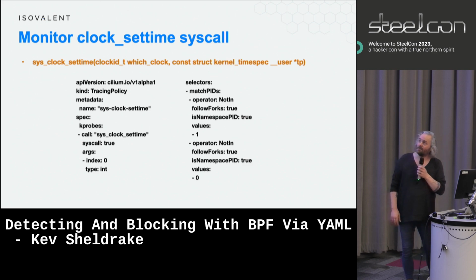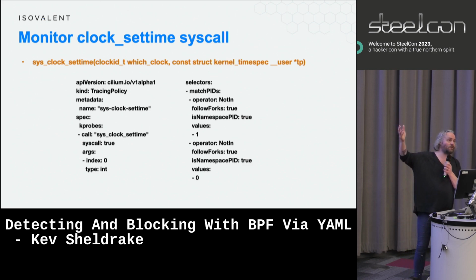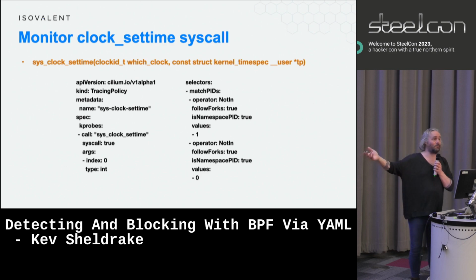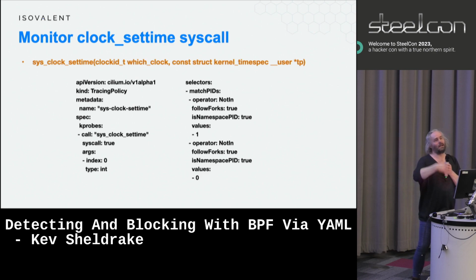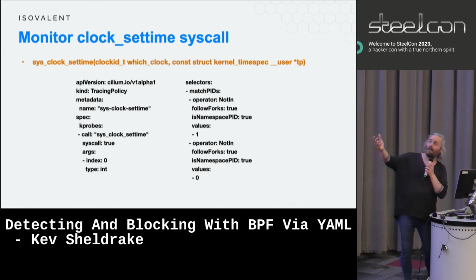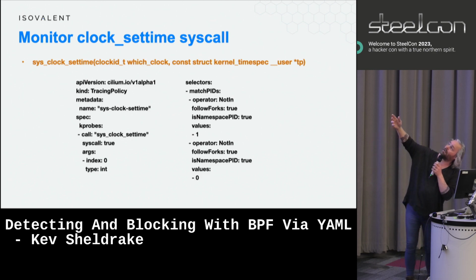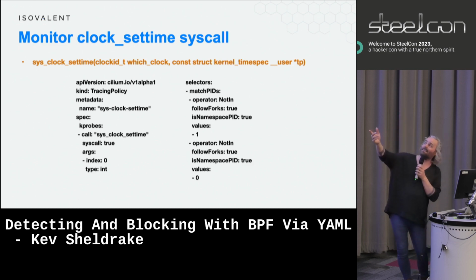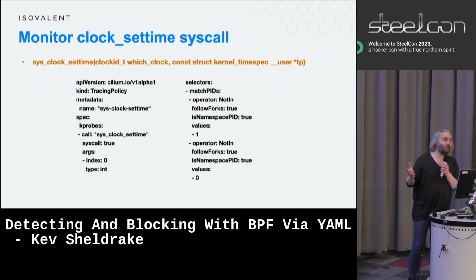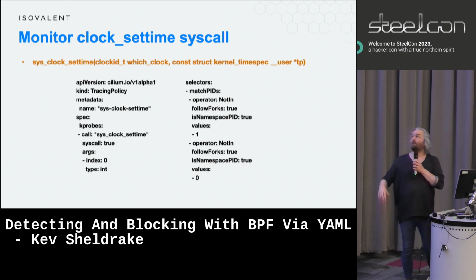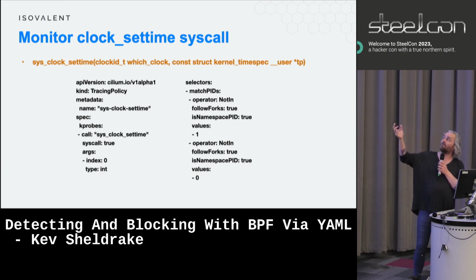it's in the kprobe section, which is a probe into the kernel. We're going to use the syscall sys_clock_settime. We tell it that it is a syscall. That means to look up in the table of syscalls as opposed to just look up in all of the possible functions in the kernel, which is the alternative here. We specify which arguments we care about. So index 0 would be clockid_t, which clock, the first argument. We tell it that it's an int, because the clockid_t is actually an int under the hood. And then we tell it how to match. Like, what do we care about?